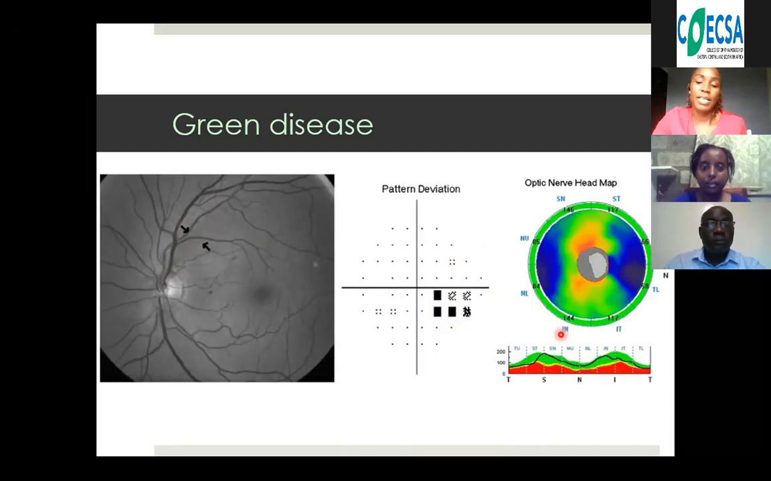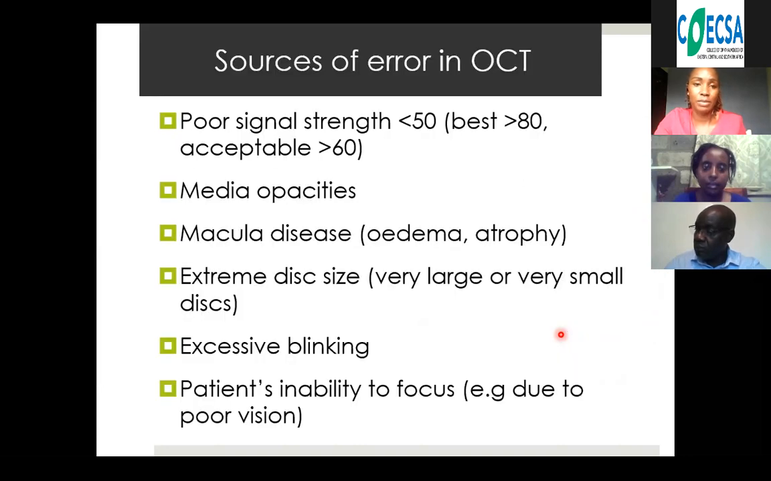So really, when you're interpreting the findings of an OCT, you have to have seen the patient. You can't just have an OCT and say, oh, this patient has glaucoma or not. You have to look at the patient's optic disc, take their pressures, look at their visual field, and then come up with a proper diagnosis. So quickly we'll look at potential sources of error in OCT.